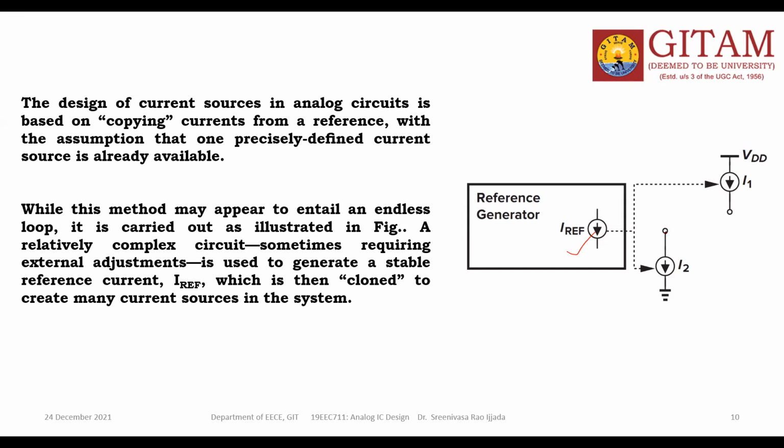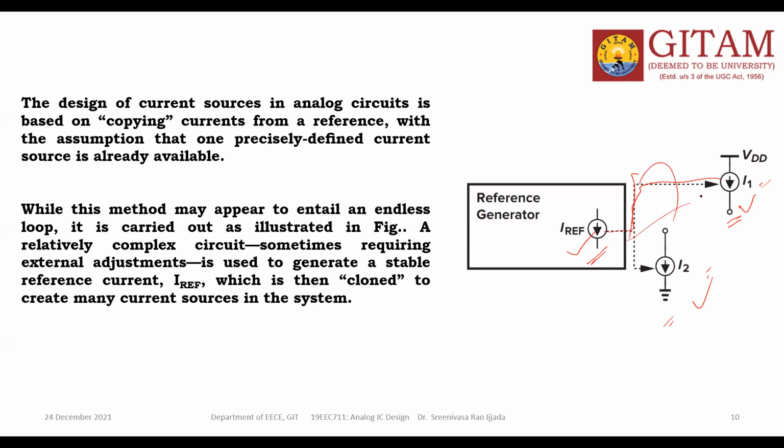This current is copied to here and here. This current is called I1, this current is called I2. I need to copy this current to this branch and this branch. This branch current is I1, this branch current is I2. I1 should be I reference and I2 should be I reference. To copy from here to here, you cannot take a plain wire like this. You should run it through the circuit.